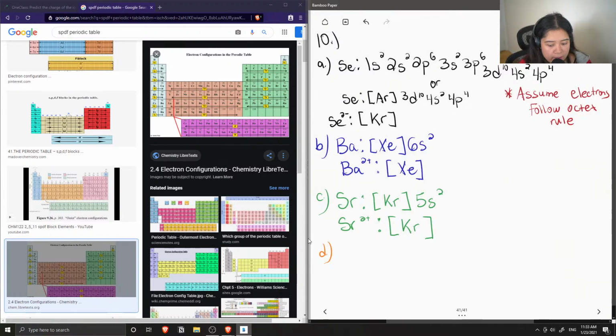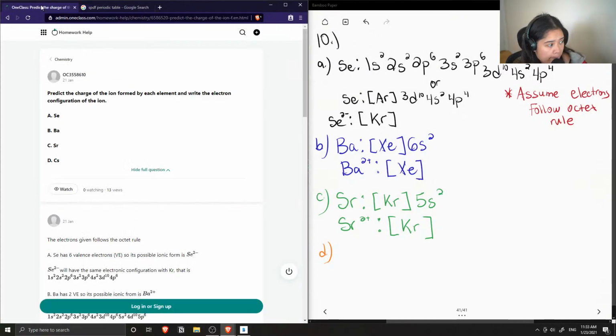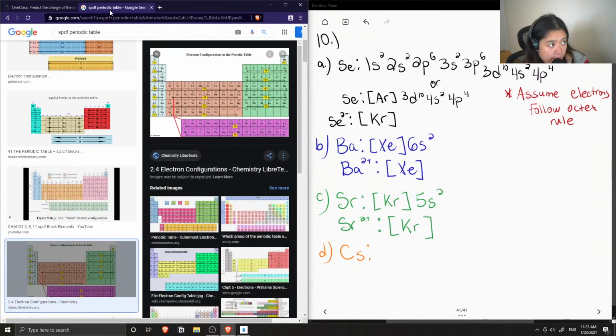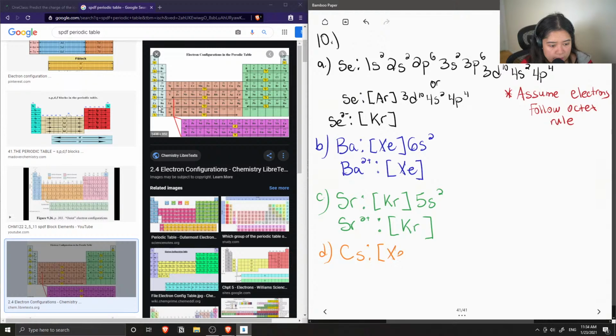Now let's do our last element, which is cesium. So the ground state electron configuration for cesium is found here. So its atomic number is 55. And its electron configuration is xenon 6s1. So again, it's easier for this cesium to just remove its last electron to become cesium plus, and it's just going to have the same electron configuration as xenon.